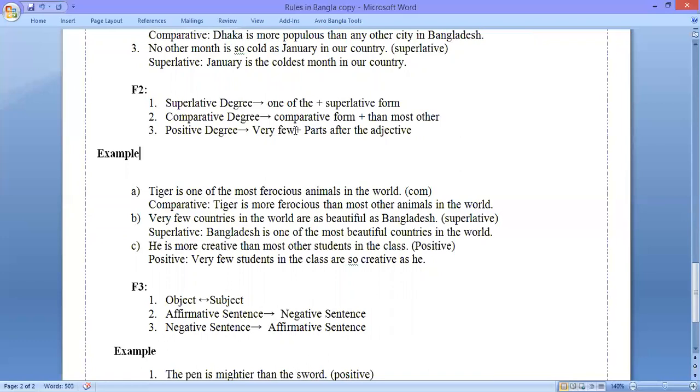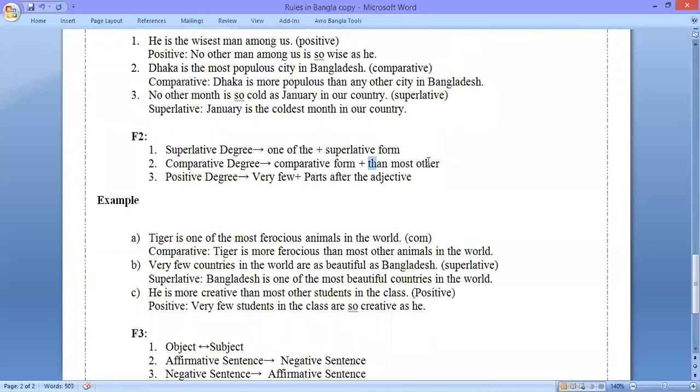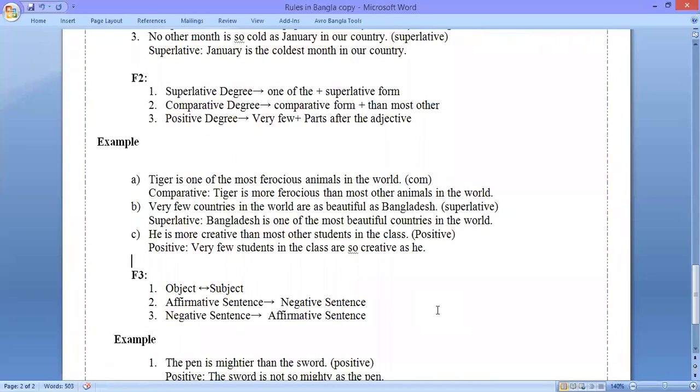If you look at the last example, we can see that he is more creative than most other students in the class. Here we can see "than most other". If you want to make this positive, we need to start with "very few". So the solution is: very few students in the class are so creative as he. There are some other students who write as him, but it will be "as he".